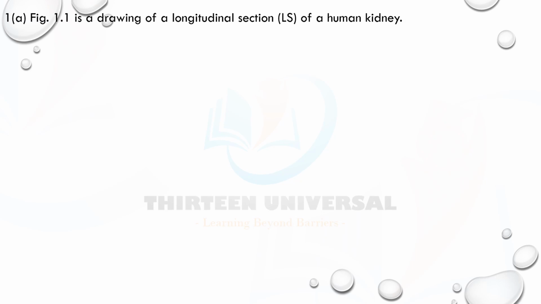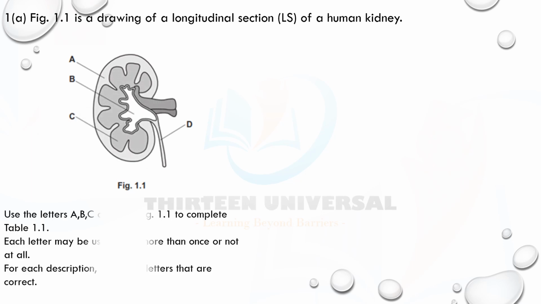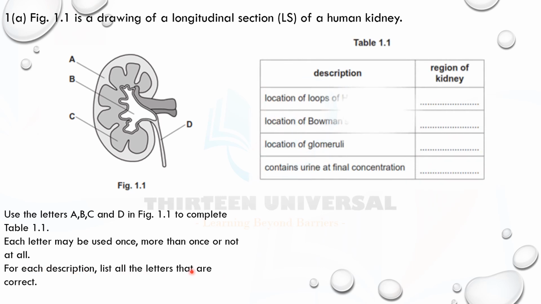So let's apply some concepts, guys. Number one, Fig. 1.1 is a drawing of a longitudinal section of a human kidney. All right, that's a human kidney, guys. Use the letters A, B, C, and D in Fig. 1.1 to complete Table 1.1. Each letter may be used once, more than once, or not at all. For each description, list all letters that are correct. Okay, pause the video and answer this question. Remember how this works: you must solve the question by yourself, and then you watch the video to see how we solve it.